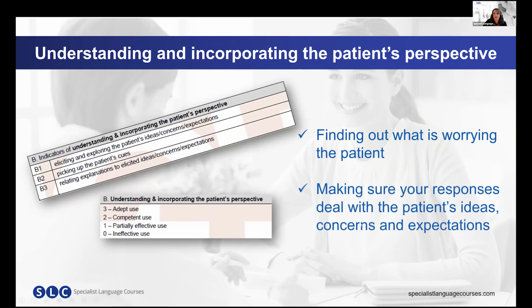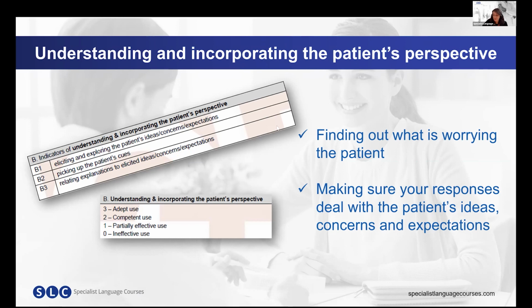And then you need to make sure that when you respond to your patient, you address these ideas and concerns that you've asked about. Now, this is quite an important criteria, and it's important to note that if you do not manage to ask about the patient's concerns, then it will be very difficult for you to relate your explanations to the patient's concerns. So it's really important that you have some phrases and some ideas on how you can elicit the patient's concerns, ideas, and expectations, and then how you can very clearly link your explanations back to those ideas and concerns.